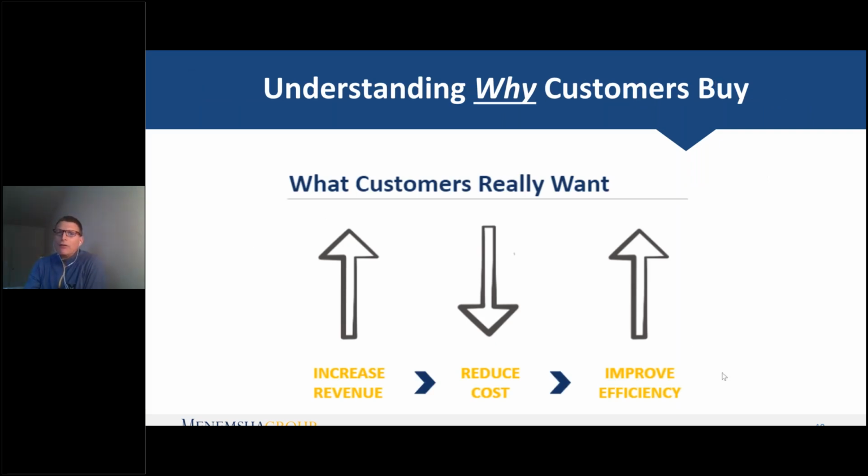I want to talk about the importance of why salespeople need to understand why customers buy. This is really, really important. And now that we're in a down economy, it's even more important that salespeople understand this. This is like sales 101. So let's think about consumers for a second. Everybody on this call, myself included, we're all consumers.